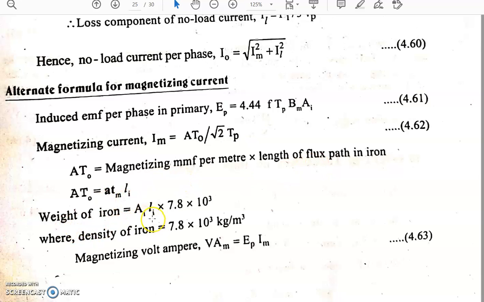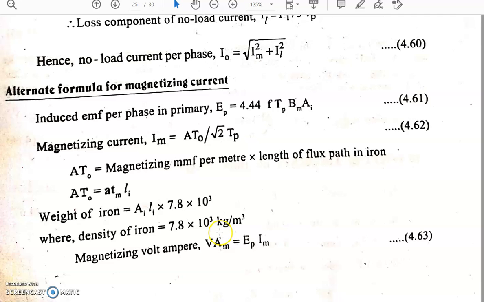So the weight of iron is the volume of the iron multiplied with the density of iron. The density of iron is 7.8 x 10^3, so the weight of the iron is Ai Li multiplied with 7.8 x 10^3.